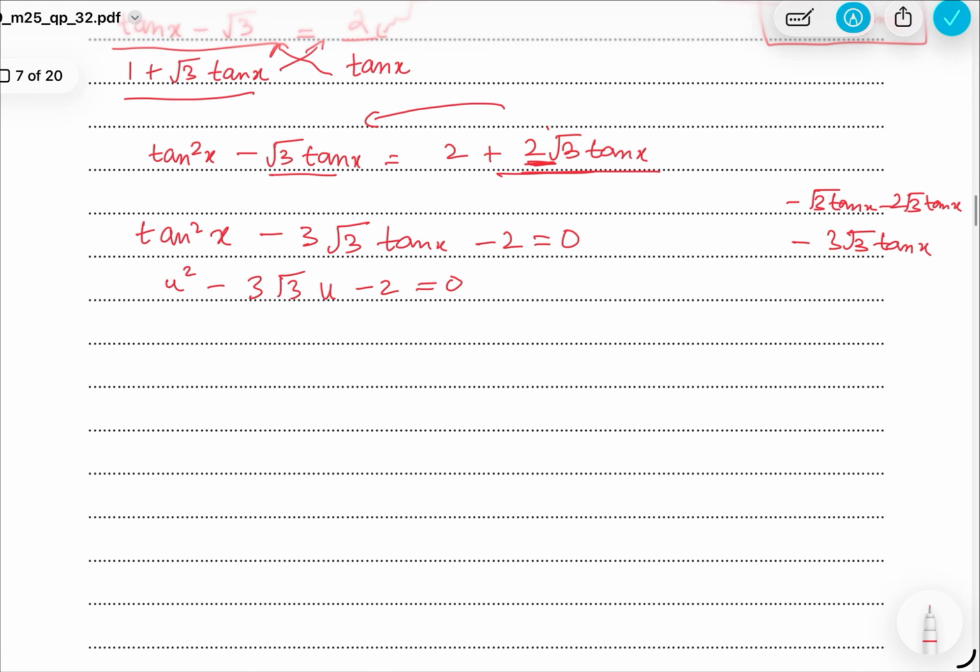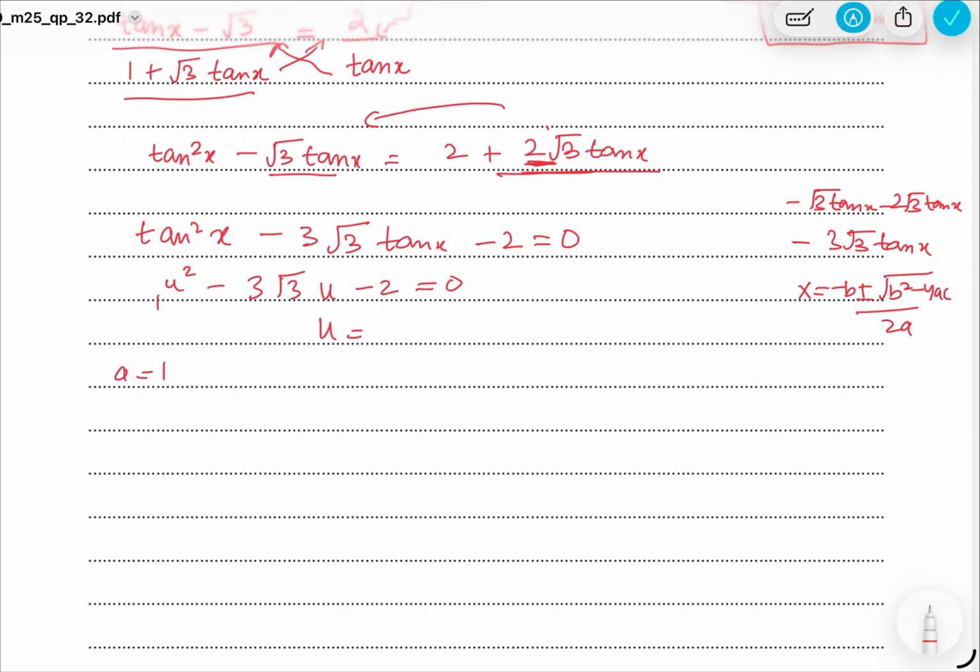You may use the quadratic formula. It is important to show the quadratic formula. Don't use the calculator directly, otherwise you will lose marks. Okay, let me be very clear. You have to use the quadratic formula. So this would give us u equals, what is the formula? x equals minus b plus minus square root of b squared minus 4ac upon 2a. This is the formula. What is the value of a over here?